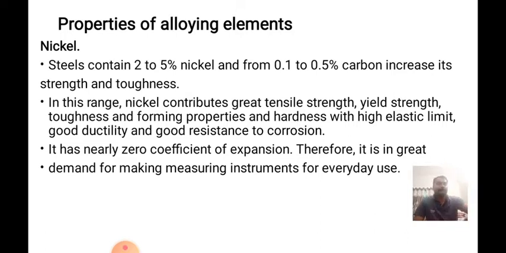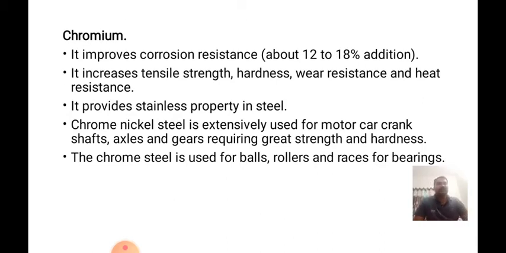Okay, then the next alloying element is chromium. It improves the corrosion resistance. We have already studied that about 12 to 18% chromium is added to steel. It forms a chromium oxide layer on the surface of the component and prevents oxidation of the surface. It increases the tensile strength, hardness, wear resistance and heat resistance by the addition of chromium. Now it provides stainless properties in a steel. Stainless properties means what? Corrosion. It prevents the corrosion. Is it?